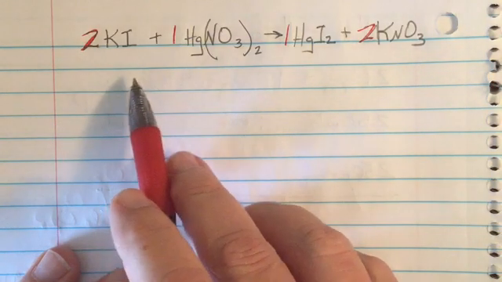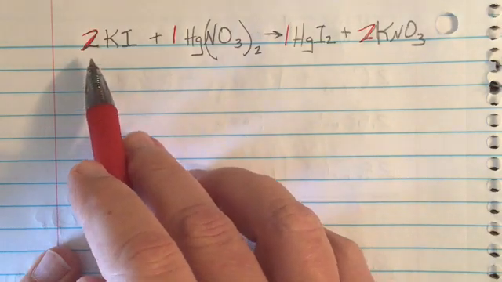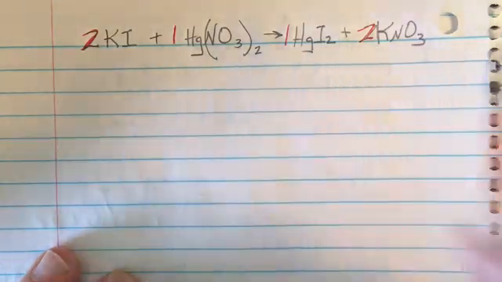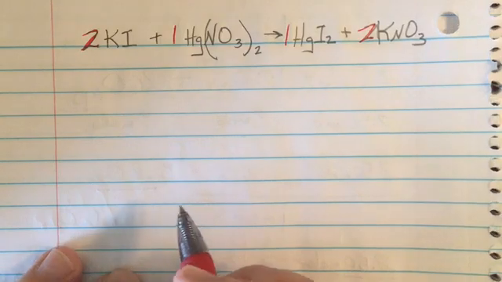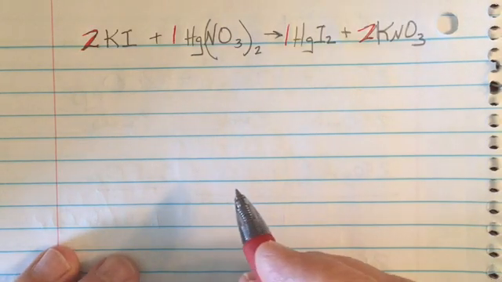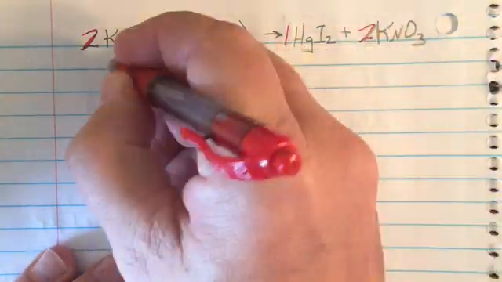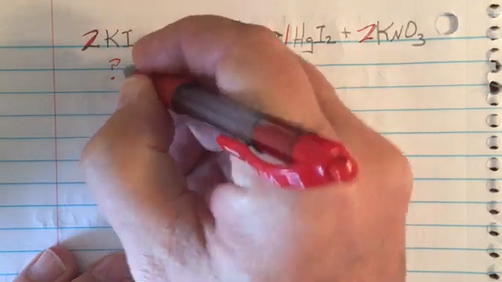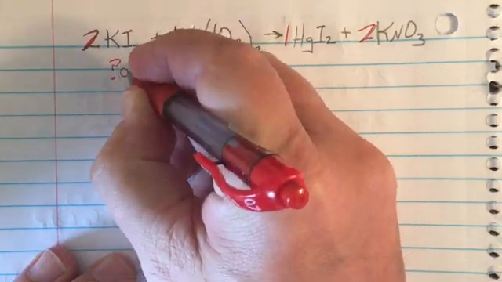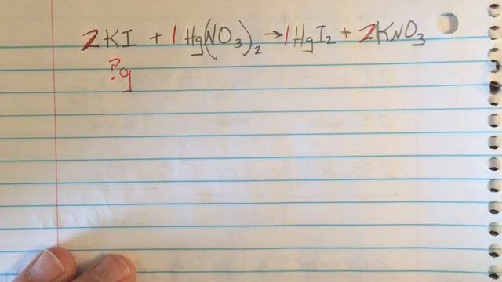In this balanced reaction, you see our stoichiometric ratios are 2, 1, 1, and 2. Let's solve this problem. How much potassium iodide, I'm going to write a question mark here. If I'm asking for the mass, that means how many grams of potassium iodide will I need if I do a reaction and produce 1.78 grams of mercury iodide.